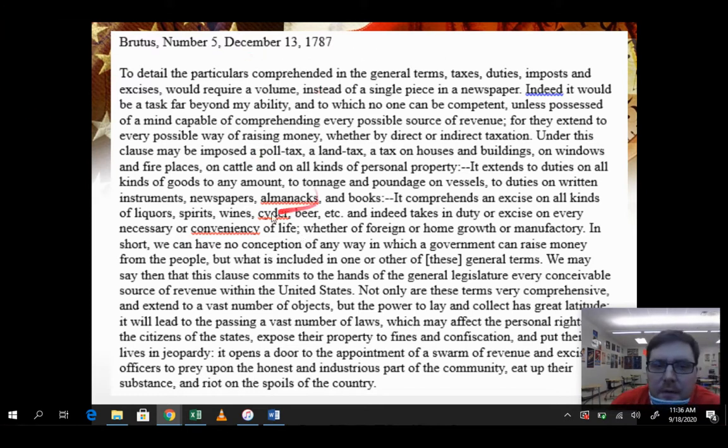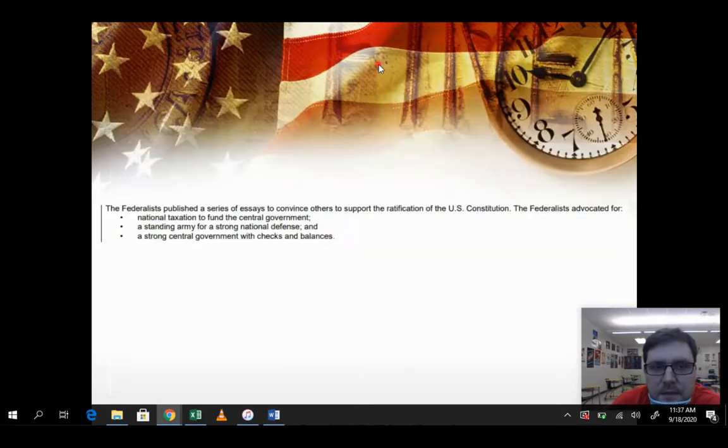So again, the anti-federalists said that the taxes are going to be too much. Of course, they also said standing army, too much. The balance of power should be towards the states, not the federal government. Okay, so hopefully you get that gist.